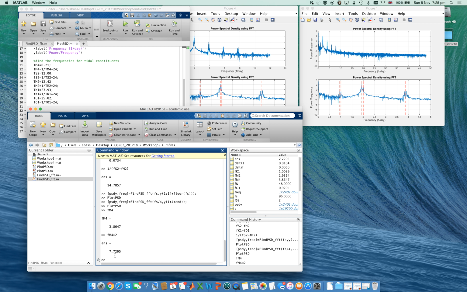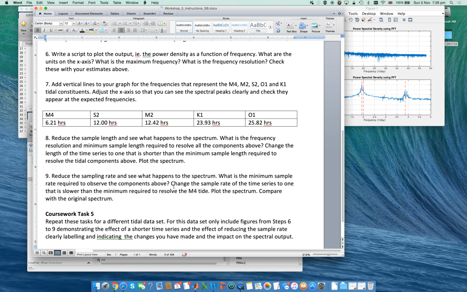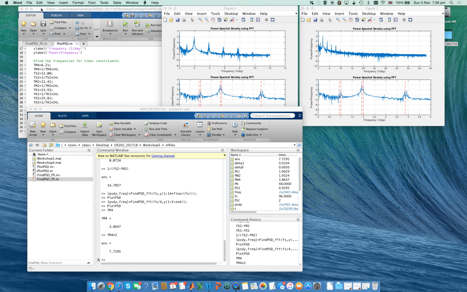Now let's go back to the instructions again. Change the sample rate of the time series to one that is slower than the minimum required to resolve the M4 tide and plot the spectrum. So let's choose a really slow sample rate. If you recall, in Workshop 4 we looked at sampling 2 times a day, so every half day at a sample interval. So let's just repeat that.